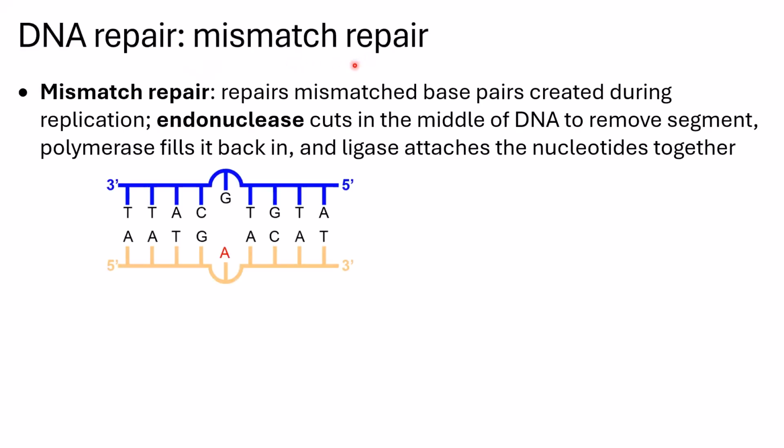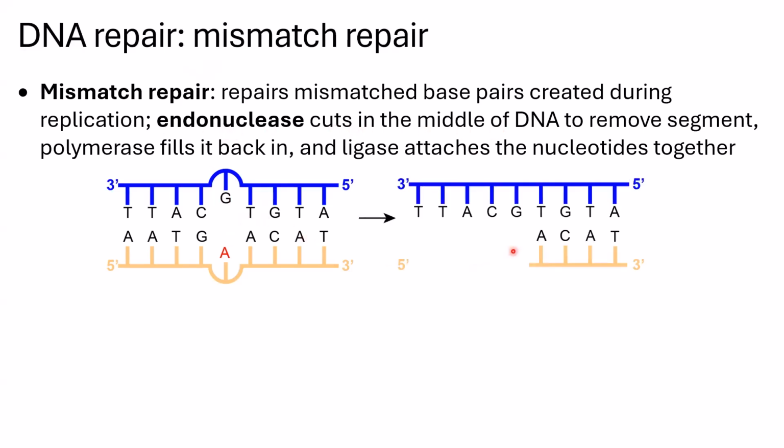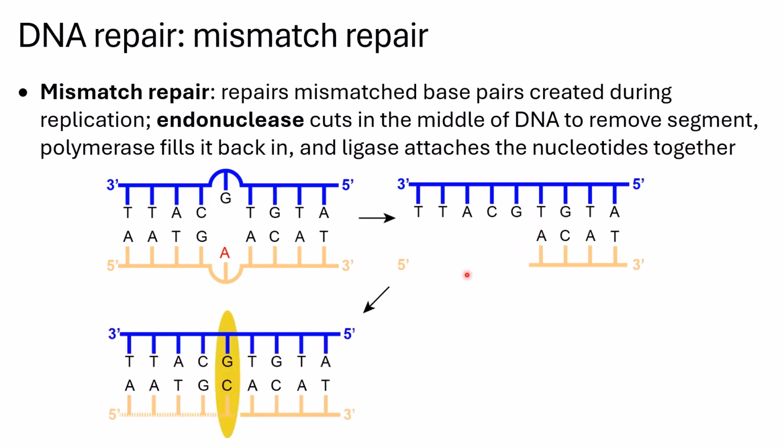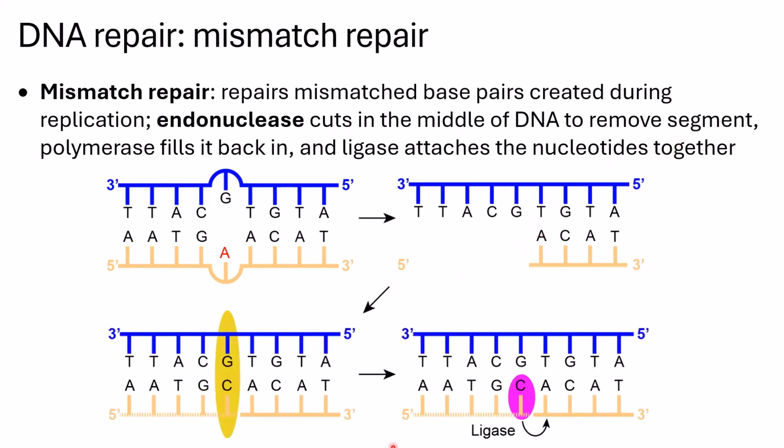As its name suggests, mismatch repair is used to correct mismatched base pairs that were not caught by the polymerase during replication. Instead of an exonuclease, an endonuclease is used to cut the nucleic acids in the middle of the DNA. This removes a segment that is filled in by a polymerase, and ligase is used to attach the nucleotides together.